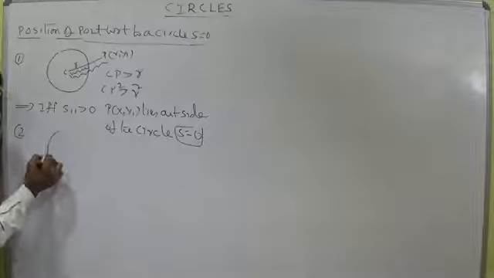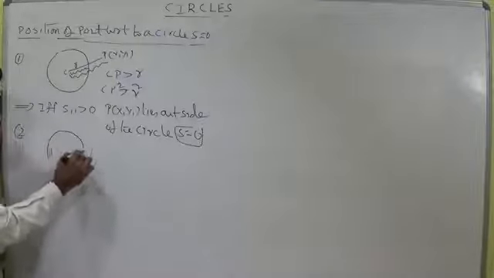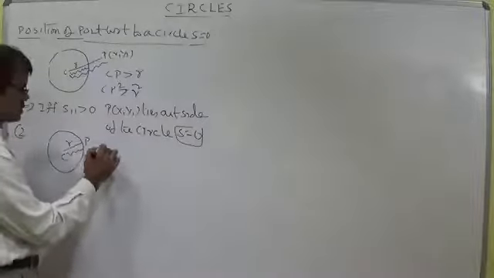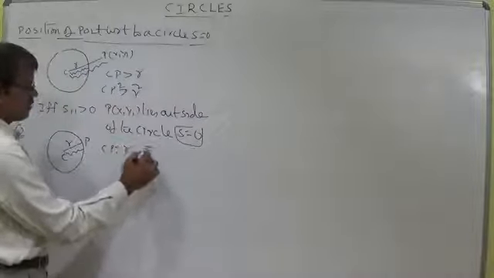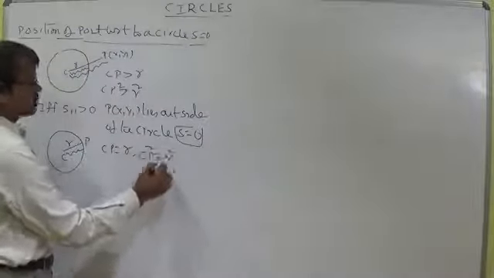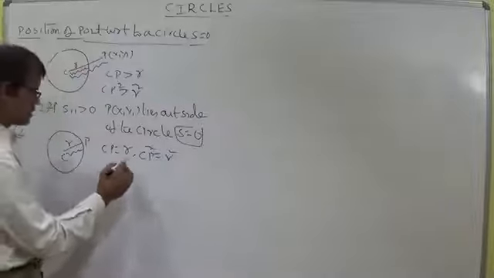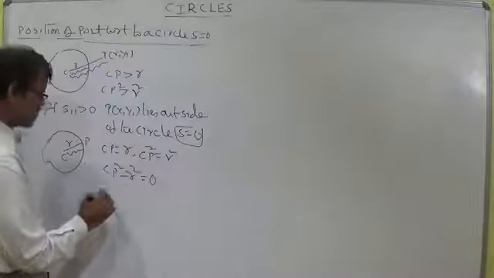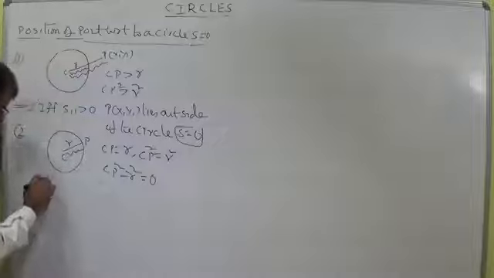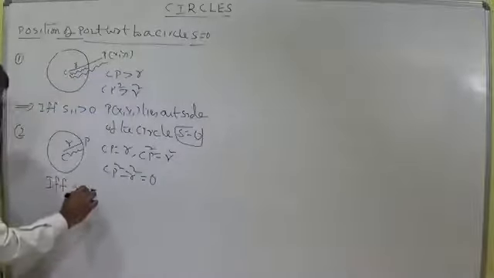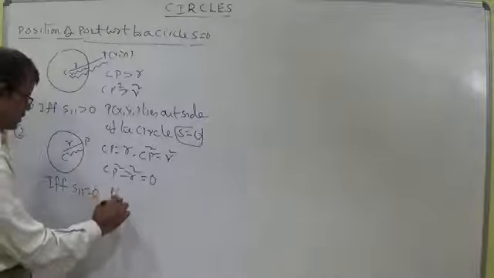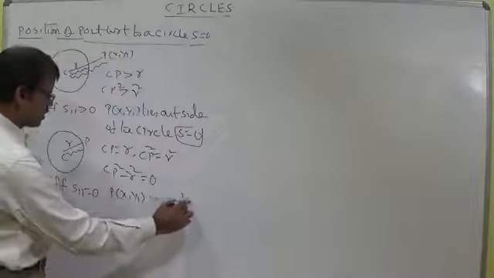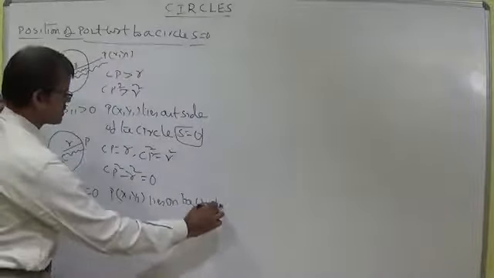Second case. Here put C, and this is P, with radius R. So CP is equal to R. Whenever CP is equal to R, by squaring both sides you can write CP square is equal to R square. Now CP square minus R square is equal to 0. That implies, if and only if S11 is equal to 0, then P (x1, y1) lies on the circle, or on the circumference of the circle.